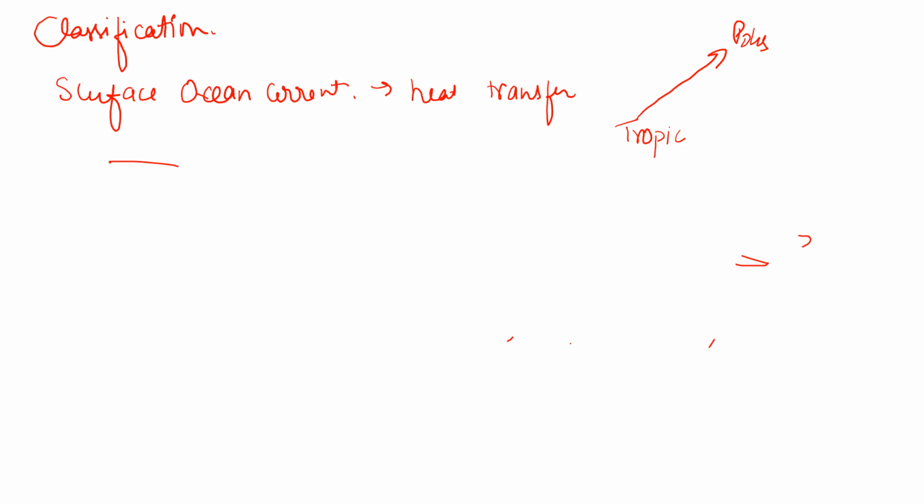Next is deep ocean current, which is the movement of ocean water at a deeper level. As I told you, surface level ocean current is caused because of wind. The deep ocean current can be due to density, when difference in density leads to movement of water vertically and at a deeper level. So that is a reason for deep ocean current.